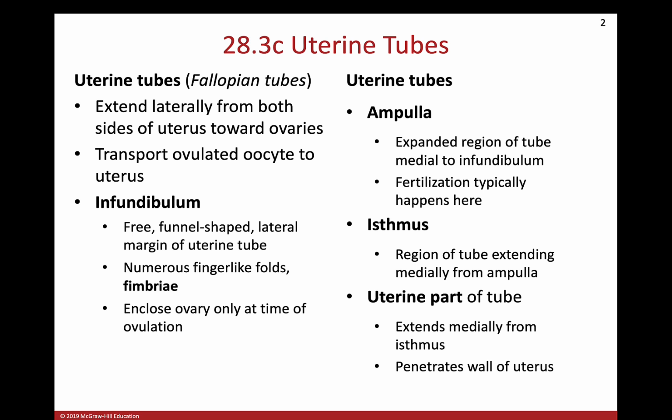The ampulla is the expanded region of the tube and is medial to the infundibulum, and this is typically where fertilization of the oocyte takes place. The isthmus is the region of tube extending medially from the ampulla, and the uterine part of tube extends medially from the isthmus and penetrates the wall of the uterus.